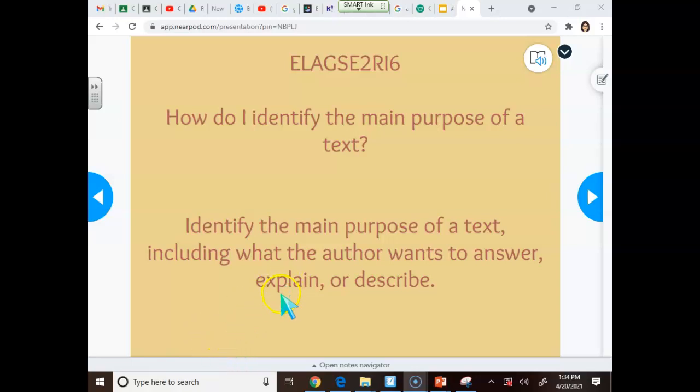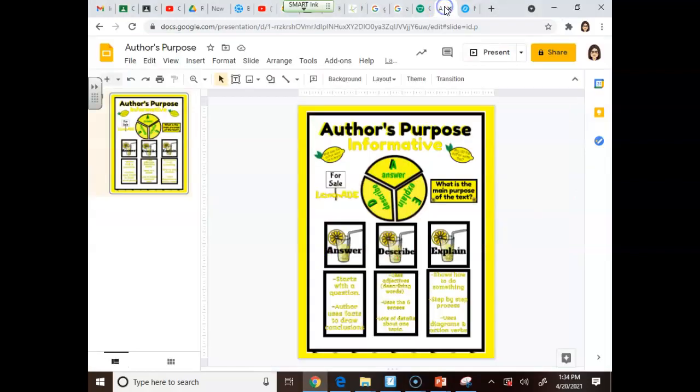Okay, boys and girls, we're going to continue learning about the author's purpose for writing something. So our essential question is, how do I identify the main purpose of a text? Our standard tells us to identify the main purpose of a text, including what the author wants to answer, explain, or describe. Okay, let's review what author's purpose means in a nonfiction text.